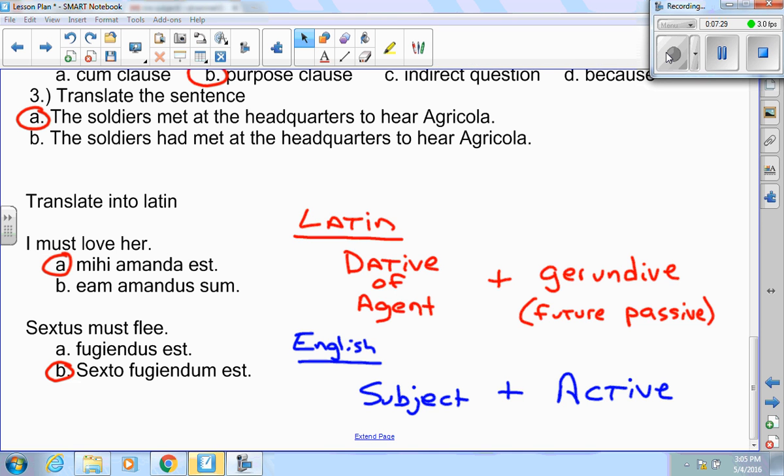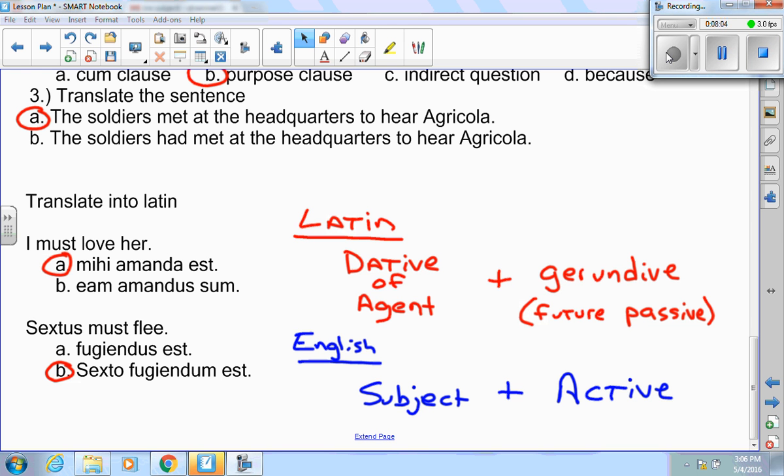The reason is because in Latin I use a dative of agent plus a gerundive, which is the future passive participle. In English, the dative of agent is going to become the subject, and we're going to change that future passive into an active. So "I must love her" is active. In order to do that, I have to flip it into Latin. I becomes the dative of agent. That's my subject. English subject becomes a dative of agent, plus the gerundive. The active verb, which is love, becomes the gerundive, the future passive participle. And that's the amanda est.